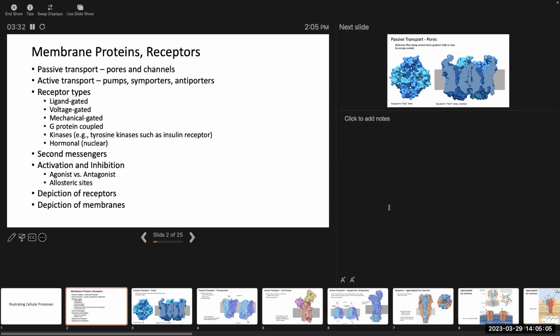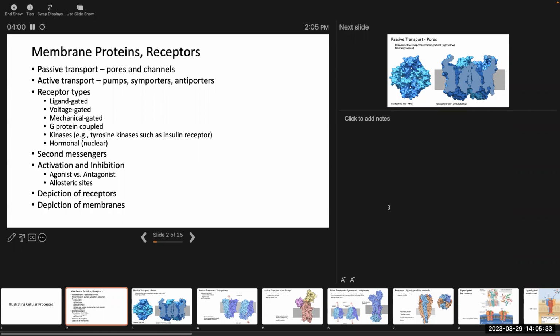We'll talk a little bit about activation of receptors versus inhibition of receptors. And then at the very end, I'll talk about how to actually illustrate these things, just different depictions of receptors, different ways to illustrate them, as well as depictions of cell membranes, because many of these receptors, not all of them, but many of these receptors are things that are actually embedded in the cell membrane. So I'll talk a little bit about different ways of illustrating the membrane.